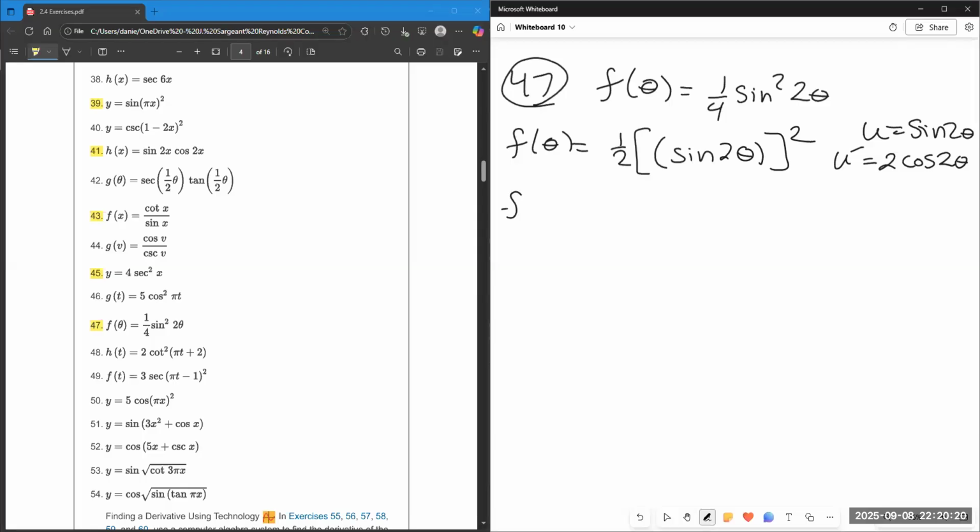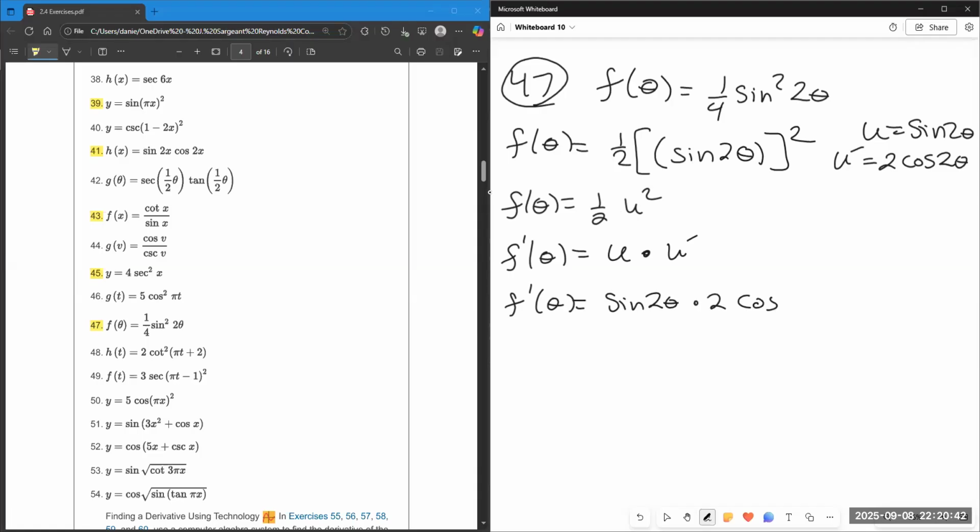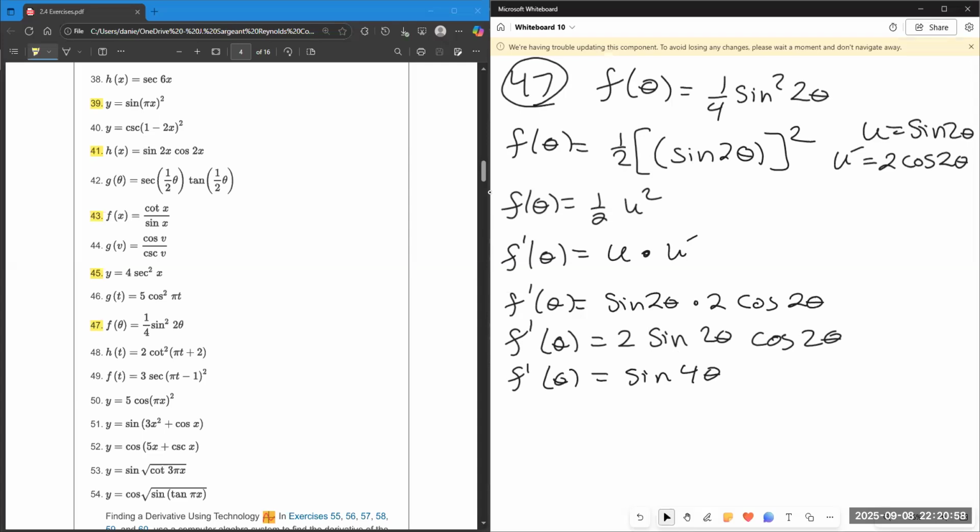So f of theta is 1/4 u squared. F prime of theta is 1/2 u times u prime. F prime of theta is 1/2 sine 2 theta times 2 cosine 2 theta. F prime of theta is sine 2 theta cosine 2 theta, which makes this 1/2 sine 4 theta.